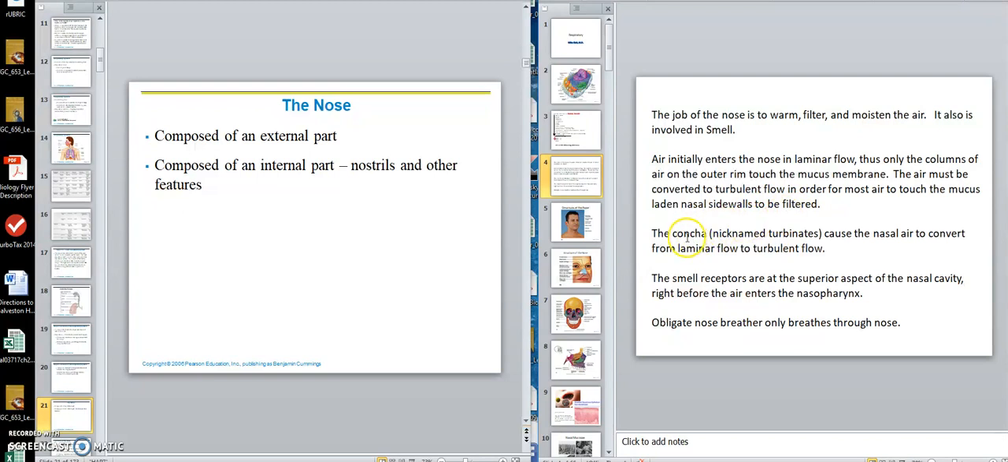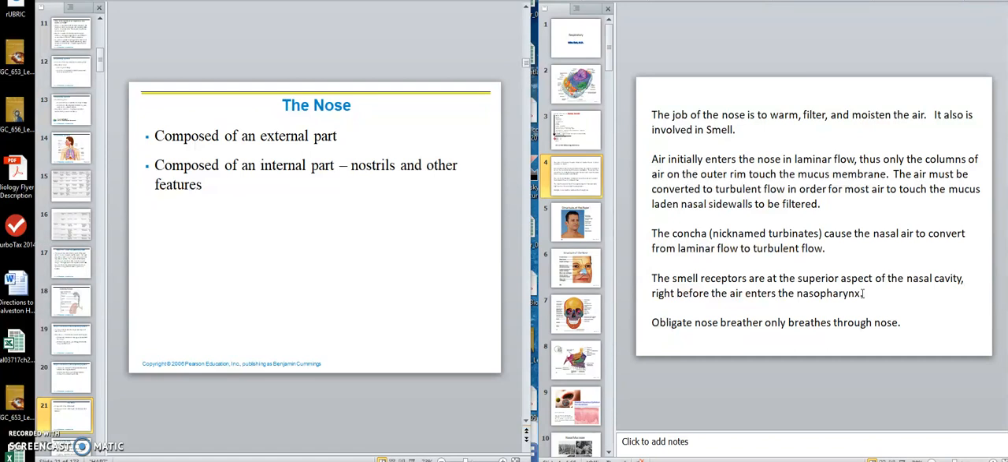When we get further in the anatomy, we're going to see the concha, which are nicknamed the turbinates. Why? Because they change the air to turbulent flow, cause the nasal air to convert from laminar flow to turbulent flow. We'll be looking for that. Now, the smell receptors are in the superior aspect of the nasal cavity right before you enter the nasal pharynx. So in other words, good spot to have it, because you can't enter the pharynx unless you go through the top part of the nose.